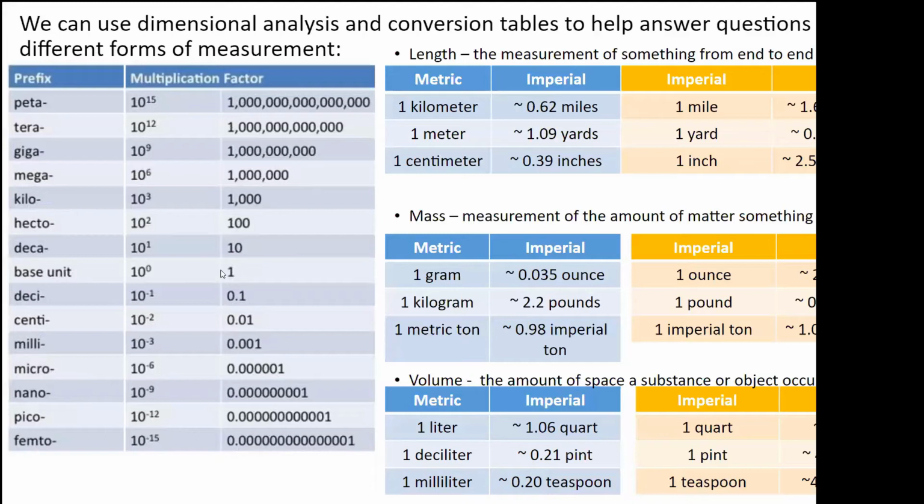So this is just a table. So a deciliter, we get 0.1, a deciliter, we multiply by 10, kilometer, this is 1,000 meters. Okay, so we're going to be using tables like this as we work through the lab to understand how we could measure things in different units.